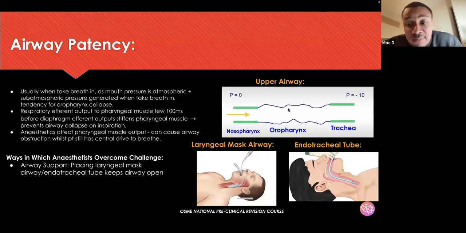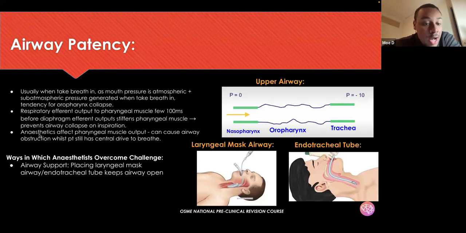But what prevents the oropharynx from collapsing in on itself usually is that before the diaphragm contracts, a message is sent to your pharyngeal muscles to stiffen, and it's this stiffening that prevents the oropharynx from falling in on itself. It kind of resists that, and so that's the usual mechanism by which the oropharynx doesn't fall in on itself when we're taking a breath in.